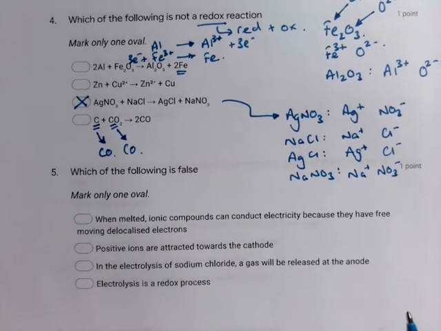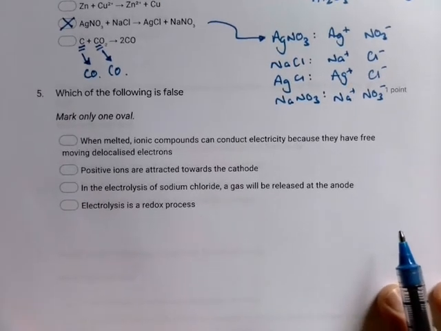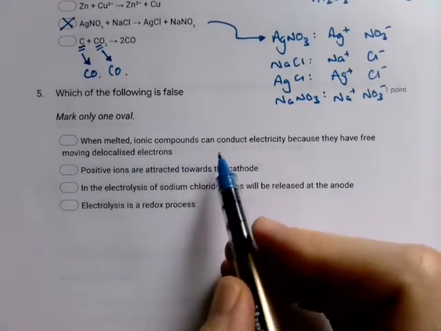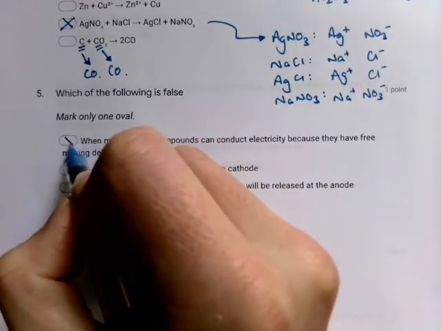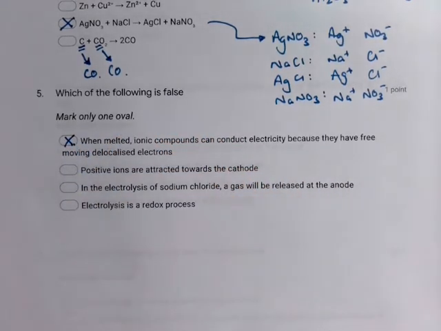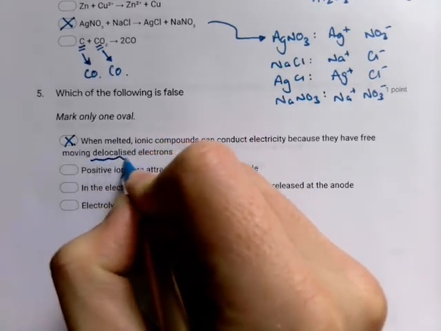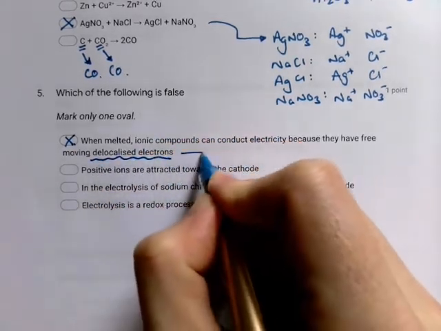Next, which of the following is false? When melted, ionic compounds can conduct electricity because they have free moving delocalized electrons. Yes, that one. Because delocalized electrons are what you get in metals.